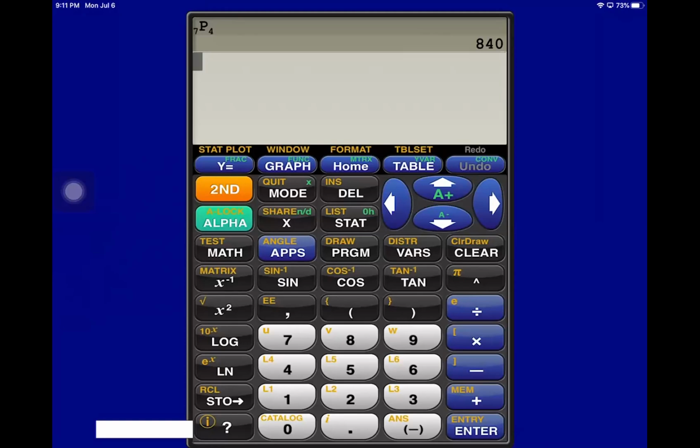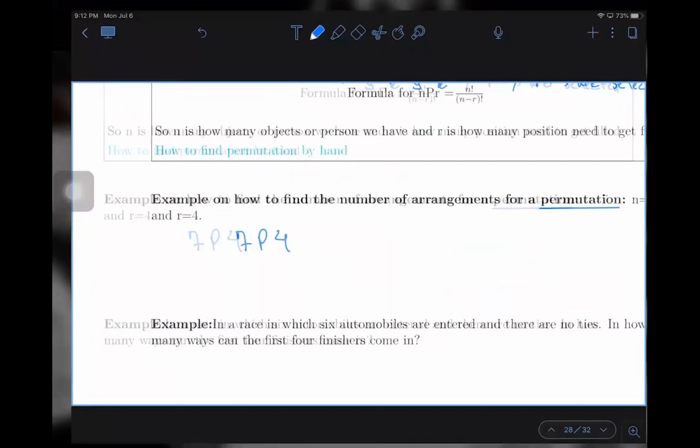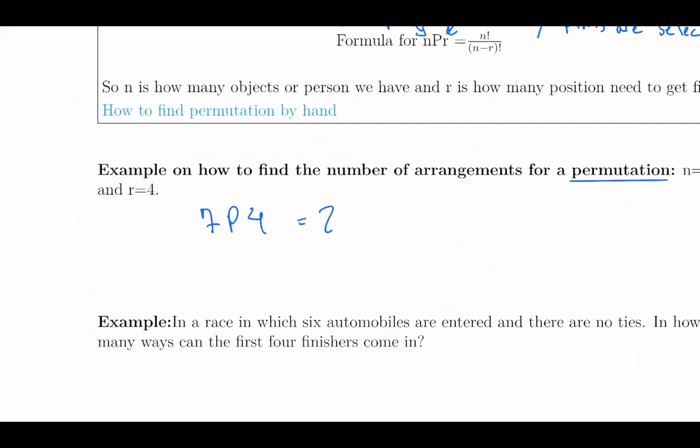So for this one, if I have 7 objects and I only want to arrange 4 of the 7, there are 840 different ways that I could pick 4 of these objects and arrange them. And that's it. Any question on how I got the 840 using the calculator? So you get 840.